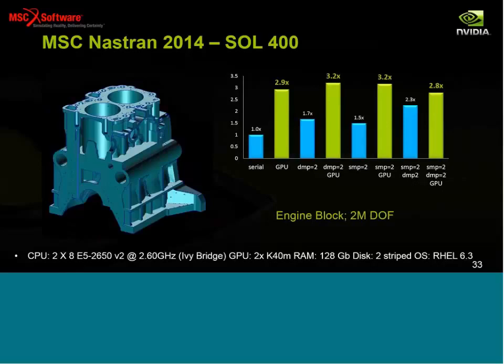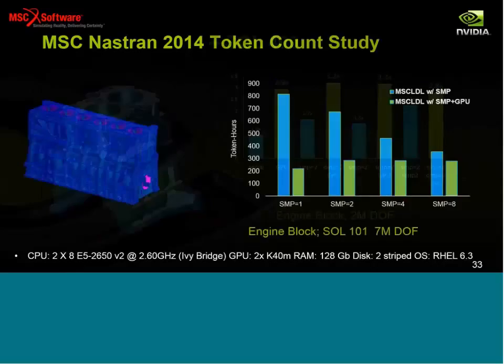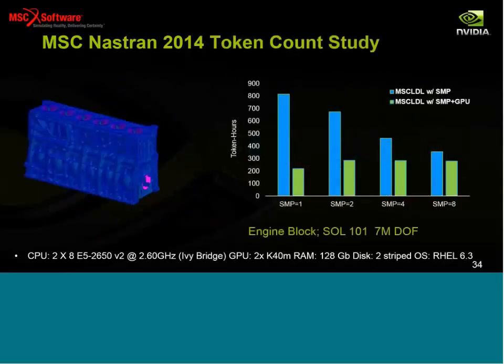I'm going to skip this one since we're running a little bit short on time and go right to the token count study. Now we view the performance in a slightly different way. This is again a solid element model, so we're at 7 million degrees of freedom, and it's a Solution 101. Here what we're doing is taking the simulation time in hours multiplied by the number of tokens required for the simulation. So a Nastran simulation takes 250 tokens, DMP takes 250 tokens, SMP is 200, and the GPU is 50.